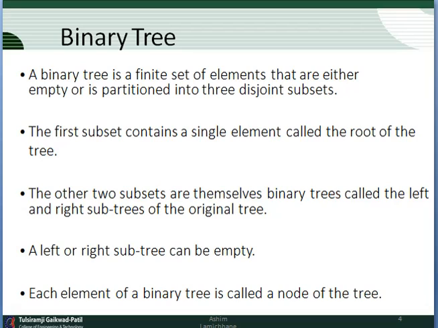A binary tree is a finite set of elements that is either empty or is partitioned into three disjoint subsets. The first subset contains a single element, as I discussed in the previous diagram, called the root of the tree. The other two subsets are themselves binary trees, called the left and right subtrees of the original tree. A left or right subtree can also be empty in some cases, and each element in the binary tree is also called a node of the tree.